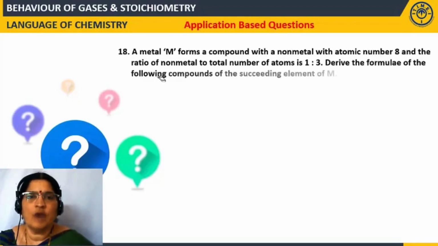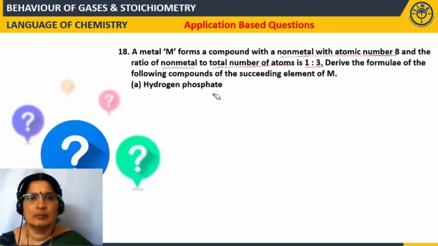A metal M forms a compound with a non-metal with atomic number 8, and the ratio of non-metal to total number of atoms is 1:3. Derive the formulae of the following compounds of the succeeding element of M. Hydrogen phosphate. Like this way. Let us try to identify the element.